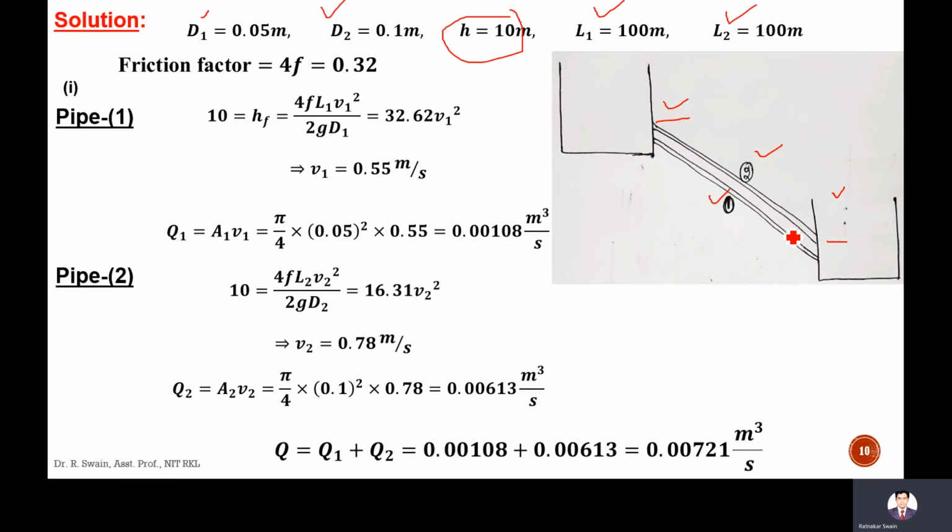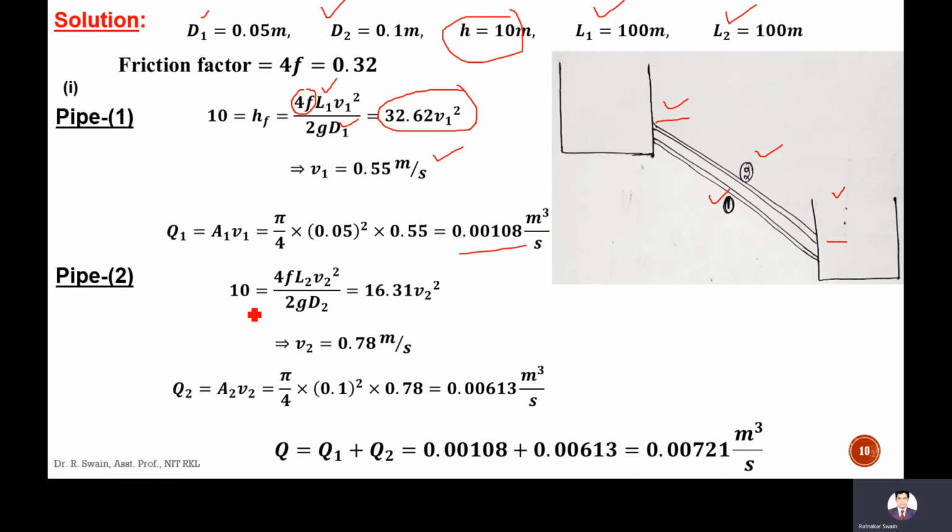So I told you when pipes are in parallel the head loss remains constant for the two pipes, and here HF1 is equal to HF2. HF1 will be 10, HF2 will be 10. Here 4FL1 V1 square by 2 GD1. If you put the value, 4F as 0.32, L1 value and D1 value, it will be 32.62 V1 square, and V1 we can calculate. Then Q1 will be A1 V1, that you can calculate.